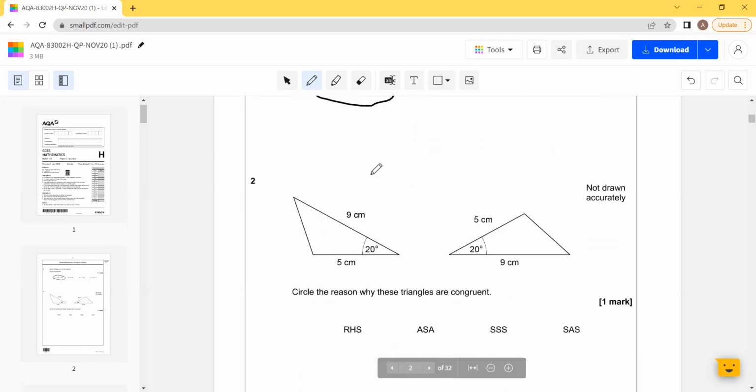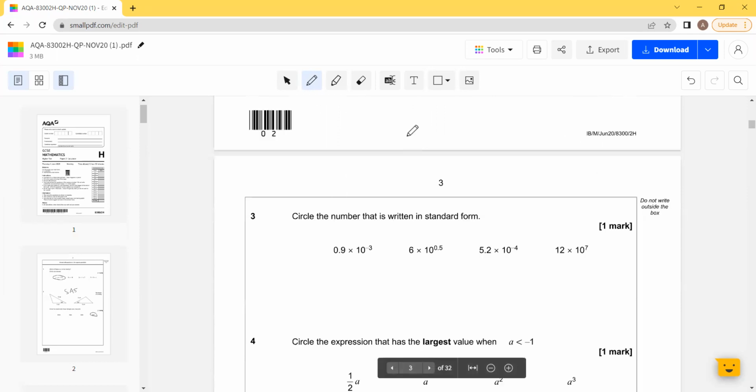Okay, question 2. Circle the reason why these triangles are congruent. Okay, so congruency means they're the same shape and size. The left and right triangle have both been labeled with two sides of lengths 9 and 5 and an angle of 20. So we've been given a side, an angle, and a side. Okay, so we're going to circle SAS.